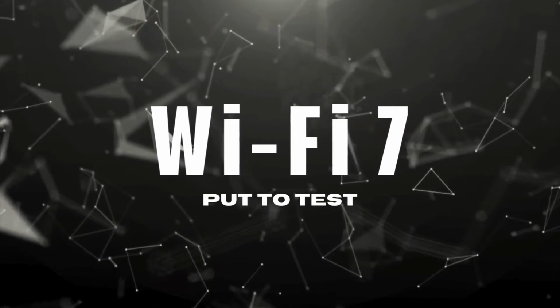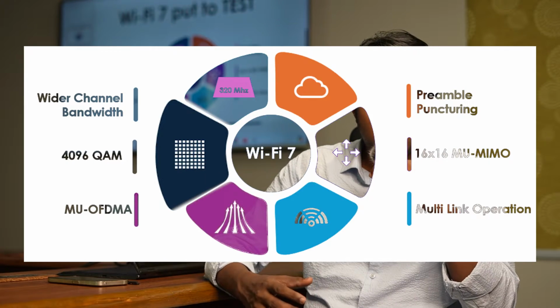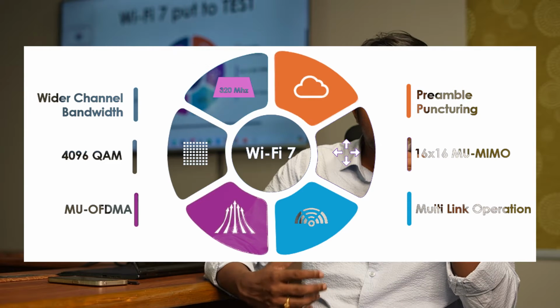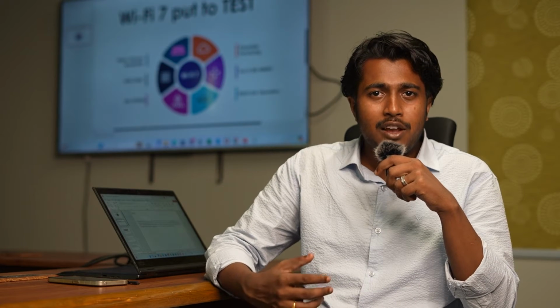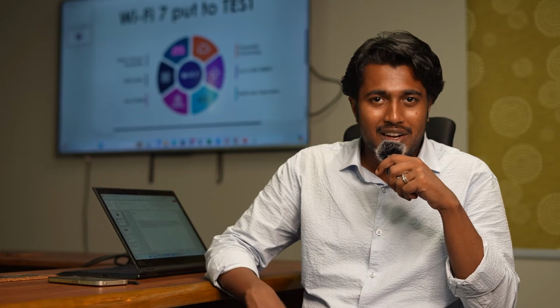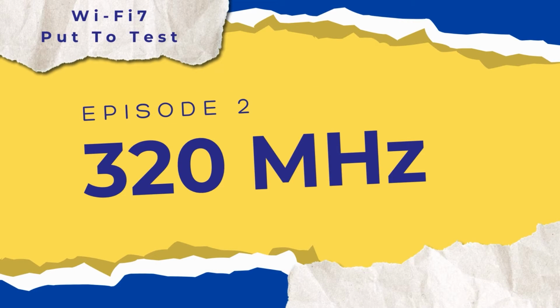In this series, we are going to talk about various kinds of Wi-Fi 7 features like 4096 QAM, 320 MHz, preamble puncturing, MLO and many more, which add great value to the Wi-Fi performance in real time. We are going to experiment on these kinds of features and understand their implementation. So, in today's episode, we are going to talk about 320 MHz channel bandwidth.